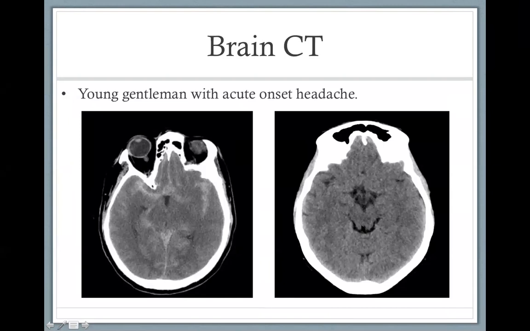Higher attenuation many times is due to blood, but obviously you can see higher attenuation because of calcifications. You can see it due to, for example, metal, etc.